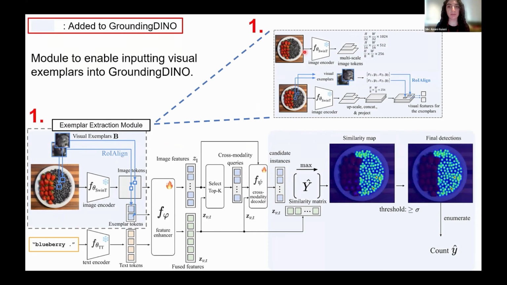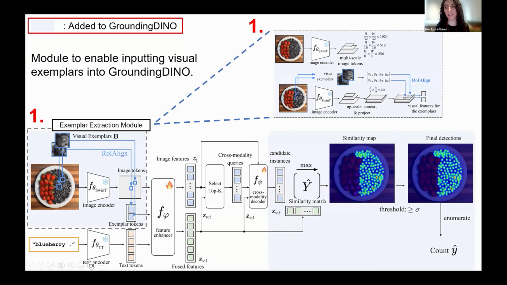What we do is we take the image features from the SWIN transformer, which is the original image encoder from Grounding DINO. It provides feature maps at different scales because it is a hierarchical vision transformer. We upscale all the frozen feature maps to the same height and width, concatenate them, and project them down to 256 dimensions, which is the same dimension as the text tokens. And then we crop out the visual exemplar regions. And so that is what produces what we call the exemplar tokens. So importantly, these tokens are the same shape as the text tokens. And that allows us to cast them as text tokens when we pass them through the rest of Grounding DINO.